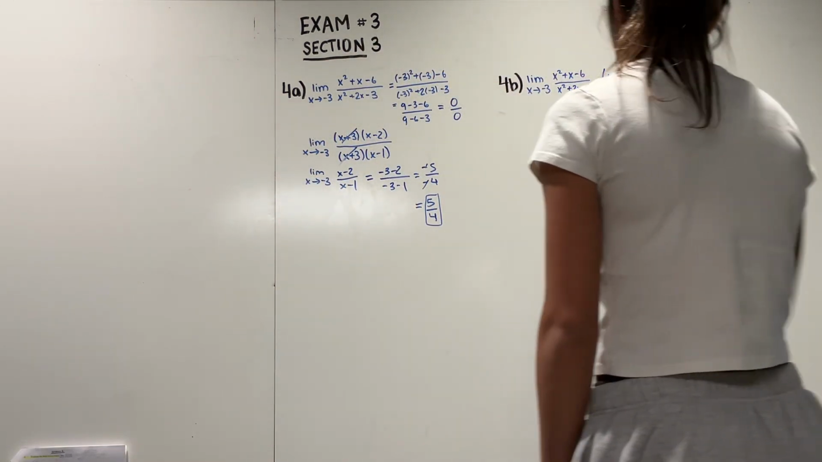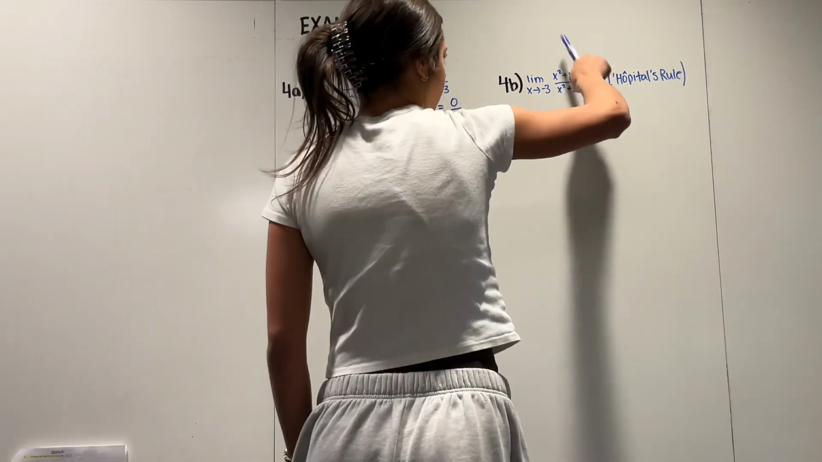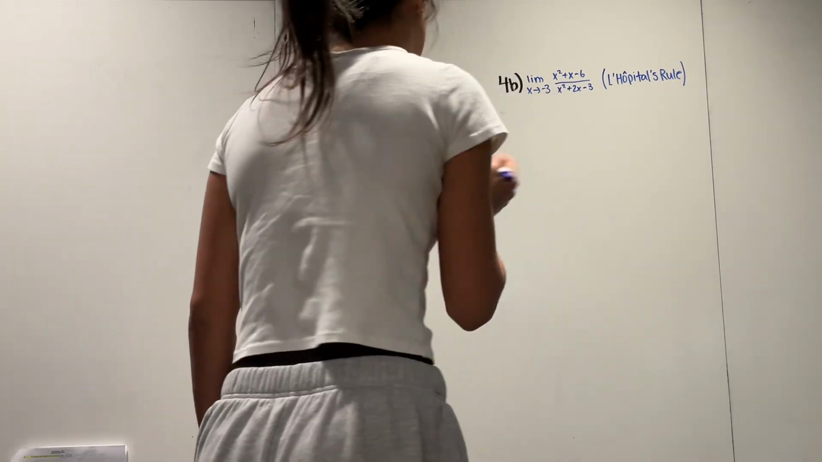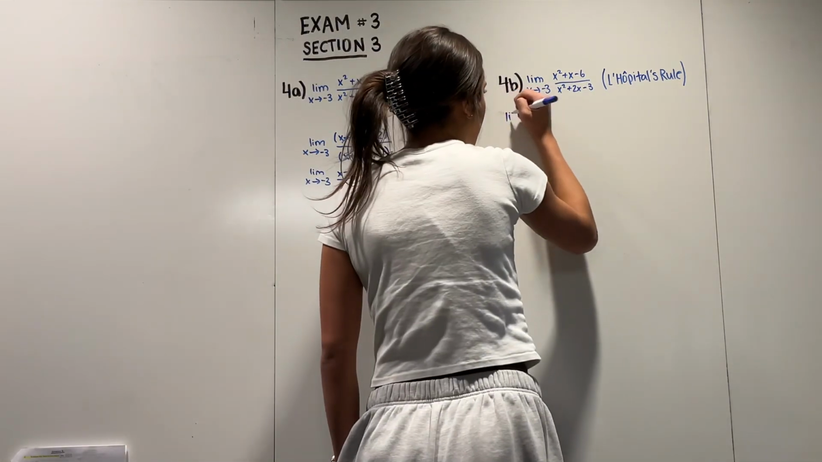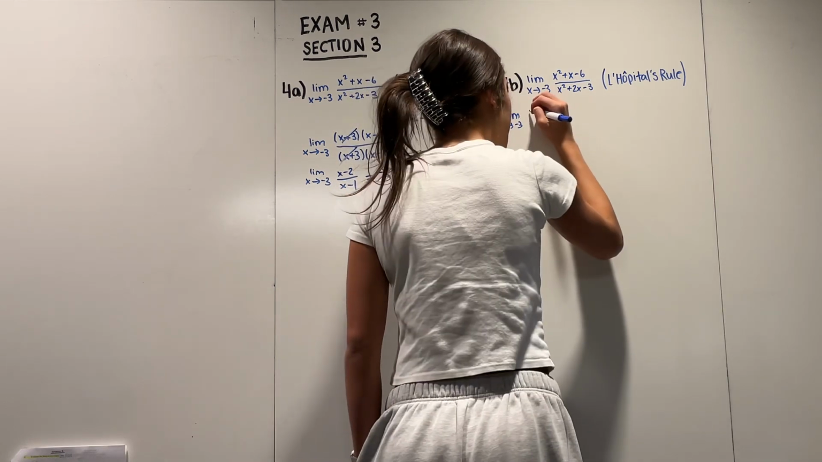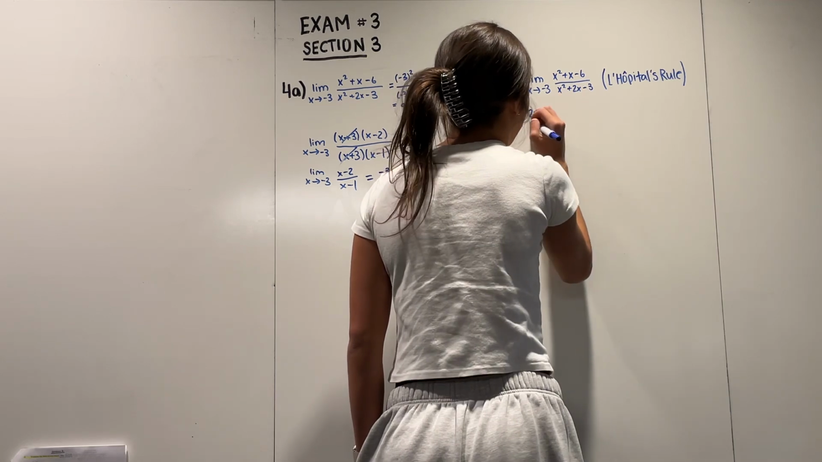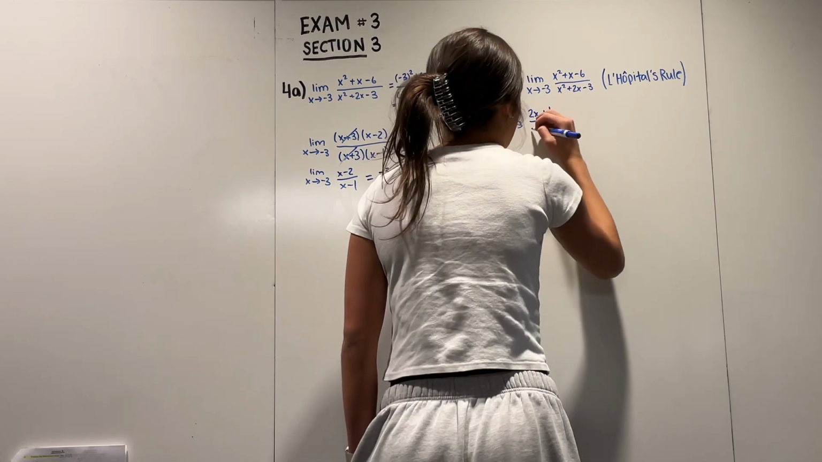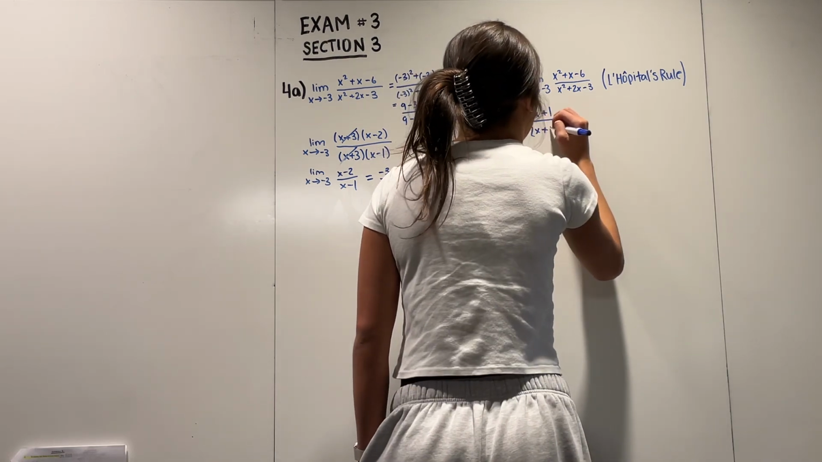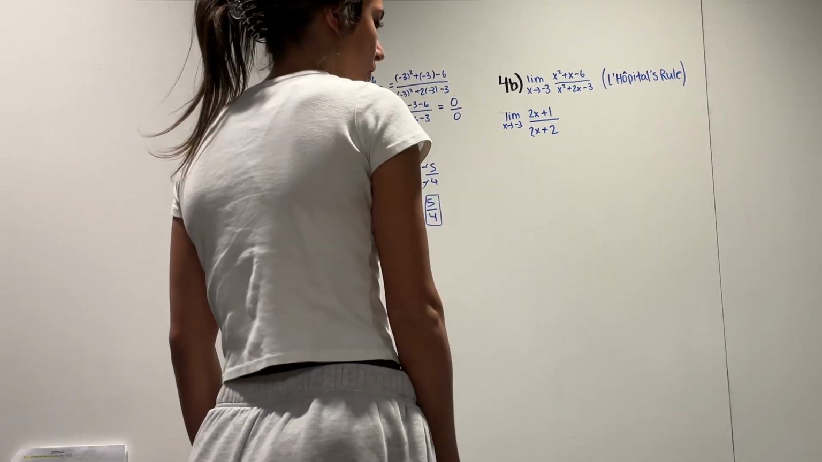And then for the second part, we're going to use L'Hopital's rule, which is the derivative of the top and the derivative of the bottom. We already know it's indeterminate form, so the limit as x approaches -3 is going to be 2x plus 1 over, again, 2x plus 2.